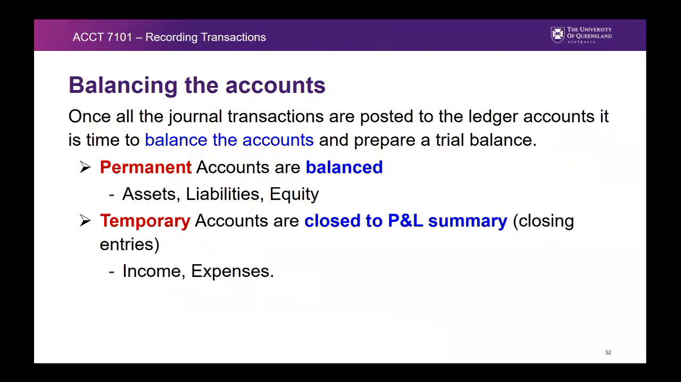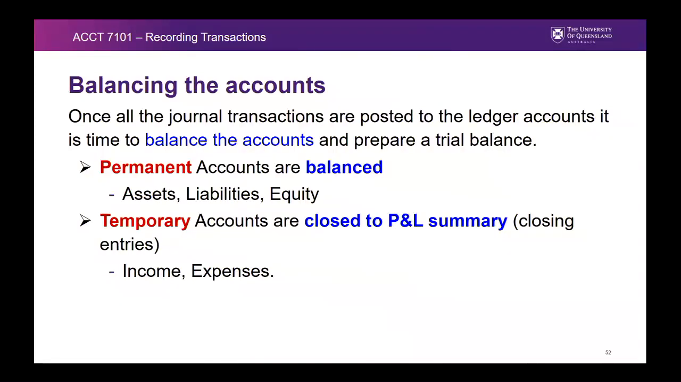Now, the reason for the difference between permanent accounts and temporary accounts is that where we have assets, liabilities and equity, it's a financial position, and we always know at a point in time what our financial position is. Because those accounts are permanent, they always have a balance where they exist. Income and expense accounts form our income statement. So when we produce an income statement, we're interested in the performance over a period of time. And we measure that by starting at zero at the beginning of every period.